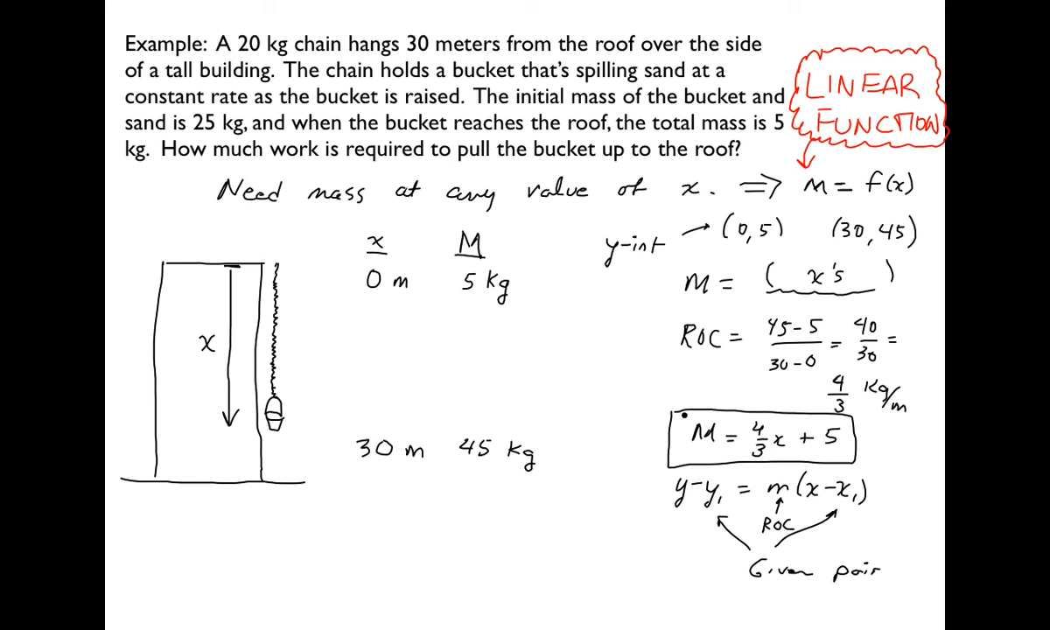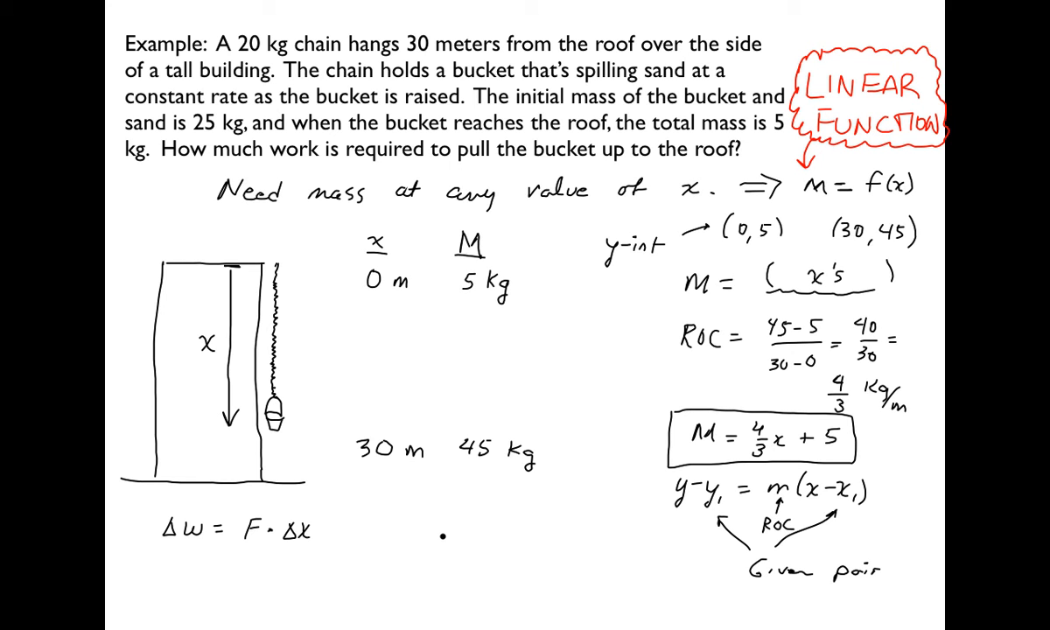So this tells us what the mass is at any value of x. So what are we going to do? We want to get a little bit of work. So when x meters is hanging over the edge, what's the little bit of work that is required to keep lifting it? A little bit of work is force times distance. So what's the distance? Little change in x. So now we're back to letting the little change in x be.